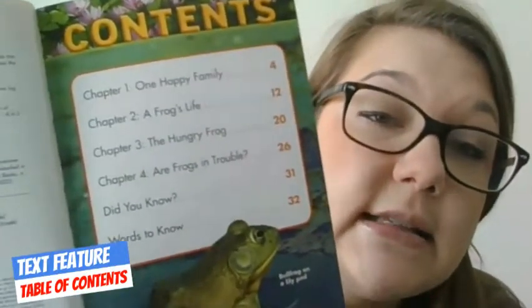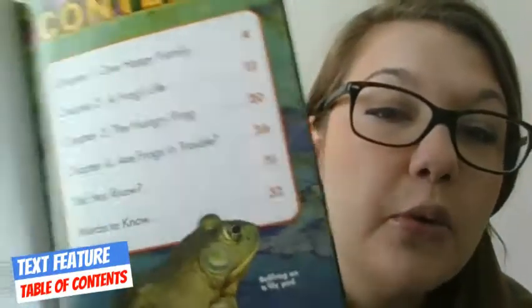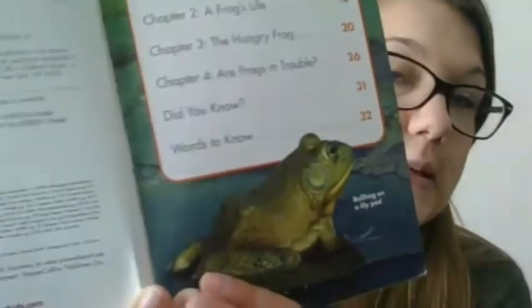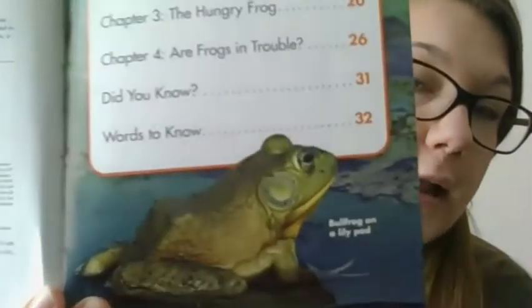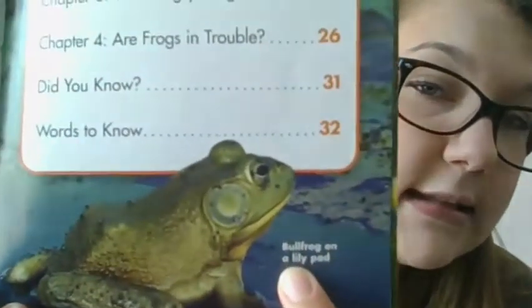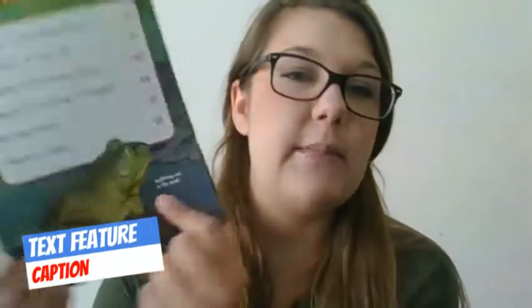And then it says, Did You Know? It's going to start on page 31 with some extra facts we might not know. And then the end, Words to Know, page 32. That, I bet, might be something like the glossary, where we can find the definition of some words that we might not know. So right down here, you can see there is a picture of a frog, and right away, I see a caption. And this caption says, bullfrog on a lily pad. So that tells us what this picture is about and what it's doing.